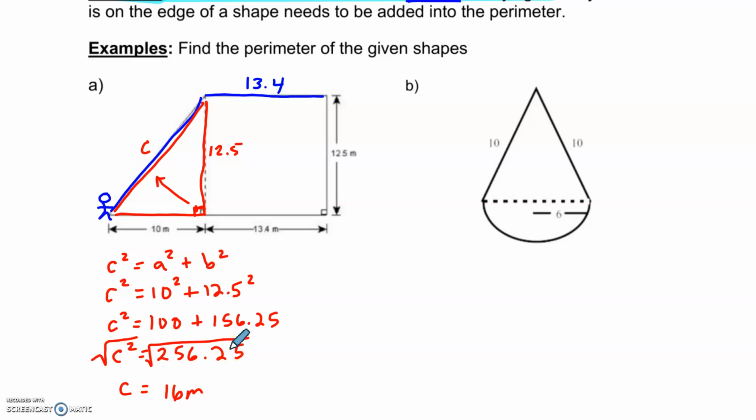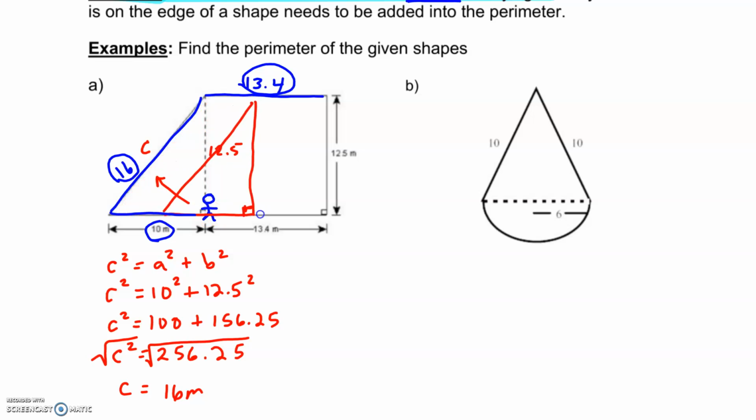All right, so we know this side now. We can write it on. We know this is 16 meters. Okay, so let's keep walking. We can see that this side right here to the edge of the leg, we already know is 10 meters. So we're going to be adding 13.4 plus 16 plus 10.